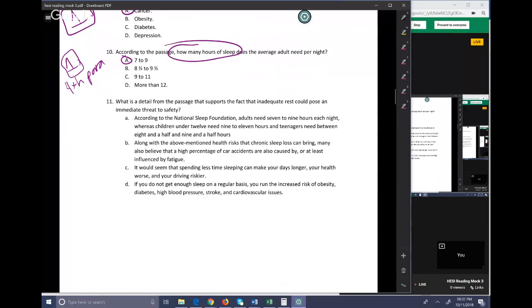Number 11 says, what is a detail from the passage that supports the fact that, and then they give you something specific. Always be careful with this, because they're giving you a specific thing to support. They're not saying that this thing is totally true or totally not true. They're just saying they want you to pick a detail that would support it if the detail were alongside this piece of info. This is from reading 1, primarily your understanding of the passage and how the details come together.